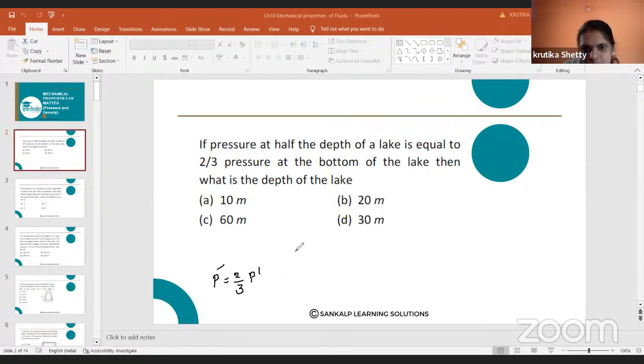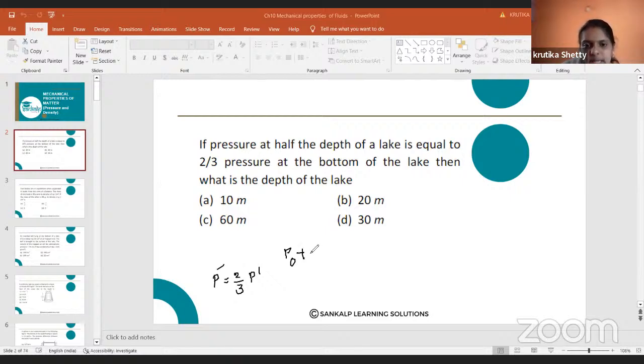According to the theory we discussed, let P0 be the atmospheric pressure, because the lake is exposed to the atmosphere, so we have to consider atmospheric pressure here. So it is P0 plus rho gh.